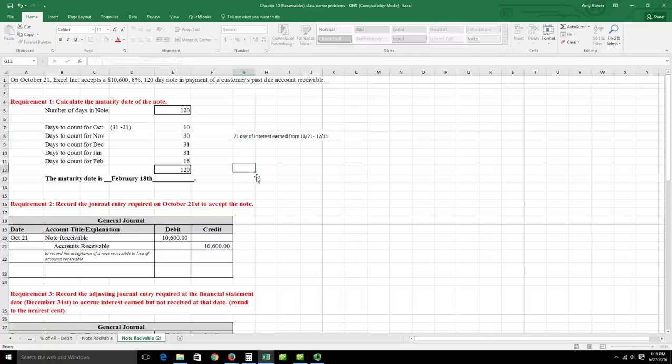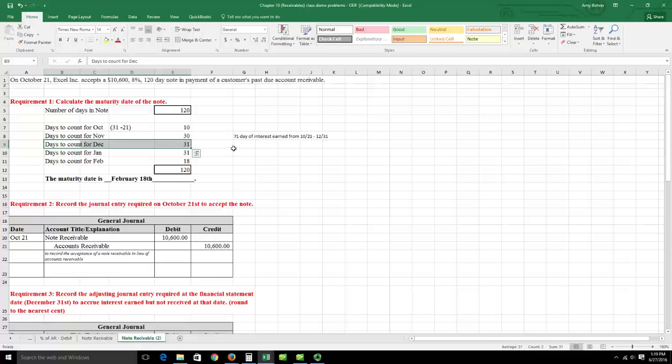And again, we learned in a prior chapter that any revenue we've earned, whether we've gotten paid for it or not, has to be accrued on our financial statements before we produce them. And typically, most companies produce a financial statement at the end of the year. And so that's why at December 31st, we're having to accrue this interest. So we're not going to accrue the whole 120 days worth of interest at December 31st because we haven't earned all 120 days worth yet. We've only earned for the amount of time that's already passed. We have not earned the January and February days yet.